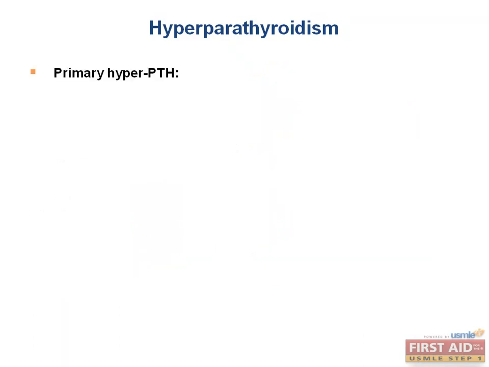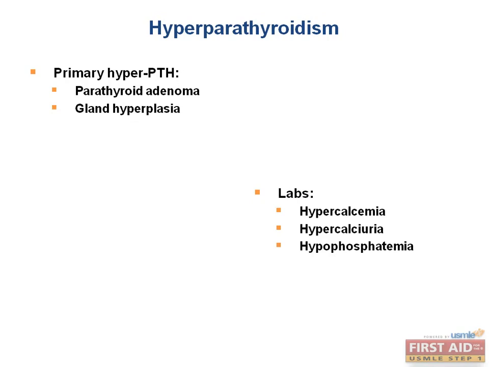Primary hyperparathyroidism is usually caused by a parathyroid adenoma. Less frequently, it can be caused by diffuse glandular hyperplasia. Laboratory findings include hypercalcemia, hypercalciuria, and hypophosphatemia. Also, because bone is being broken down, alkaline phosphatase can also be elevated.